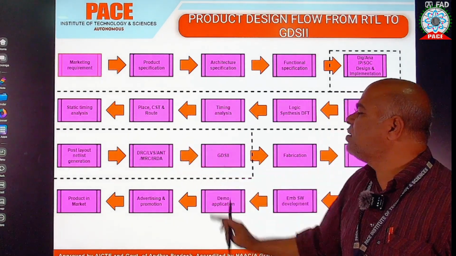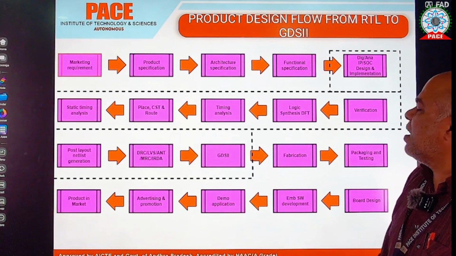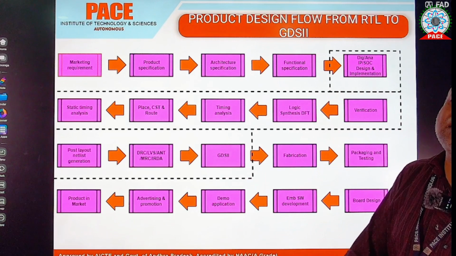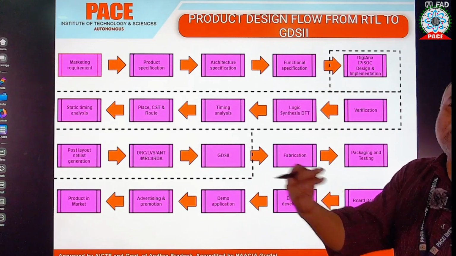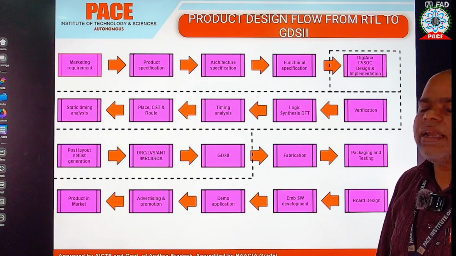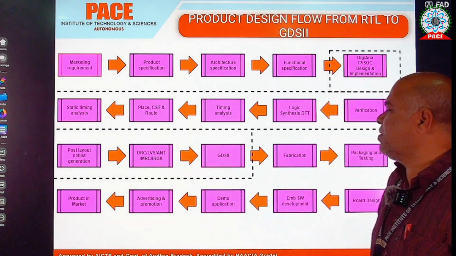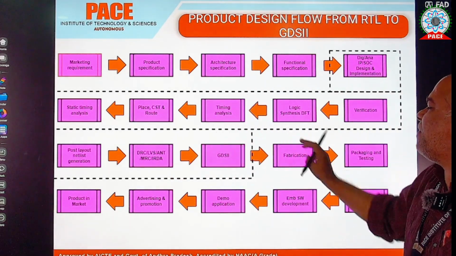In DRC, any layout violations, such as the width of the polysilicon being too high or too low, can be tested by the DRC. After that, you create the GDSII file. After creating this file, we send it to fabrication.